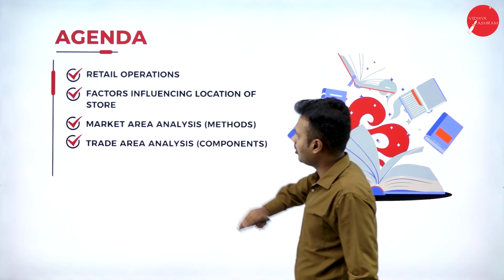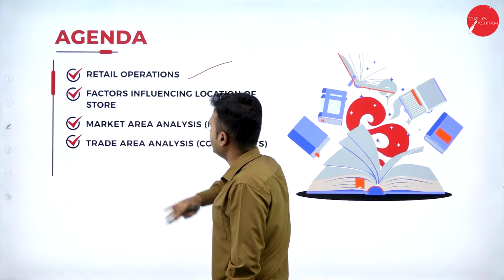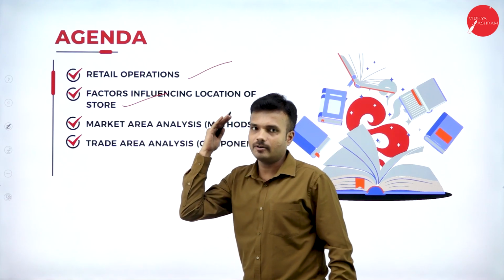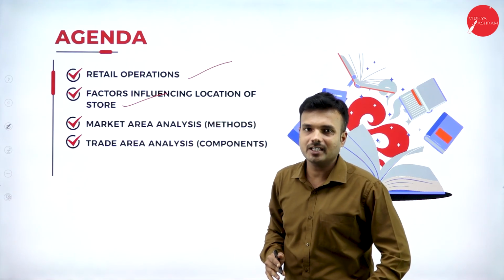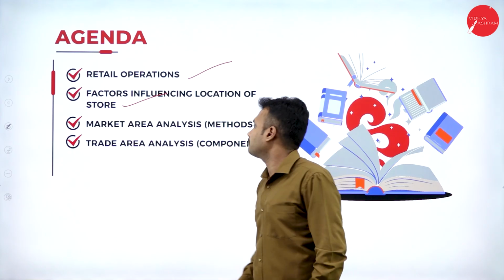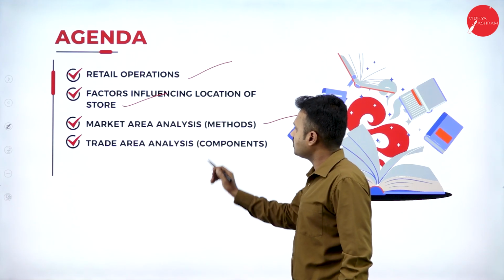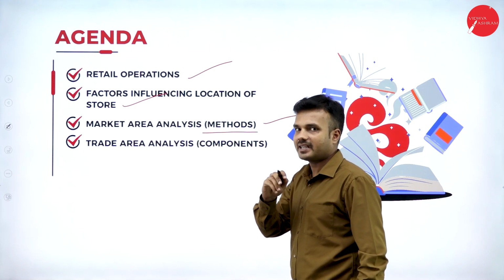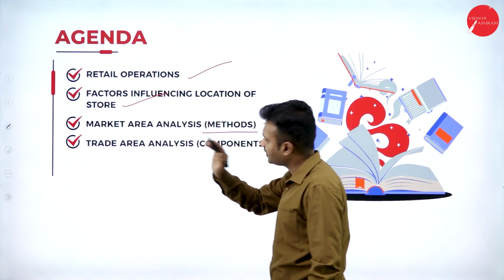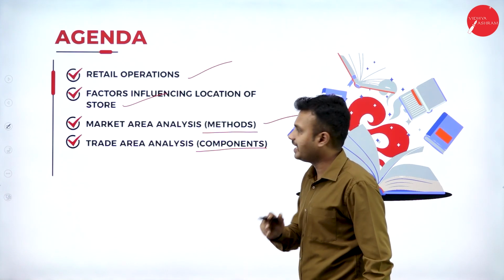So we are going with the topic of retail operations, the meaning of retail operation, and factors influencing the location of the store, which are all the factors that are going to influence the location of the store while we are going to locate a place for a new startup. Market area analysis: under the market area analysis, we are going to study the method of market area analysis, and the next concept is trade area analysis. Under the concept of trade area analysis, we are going to study the components of trade area.